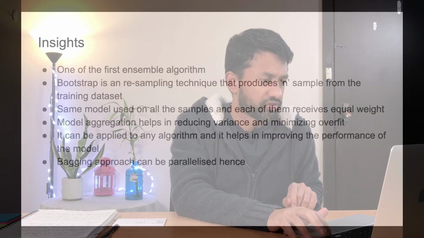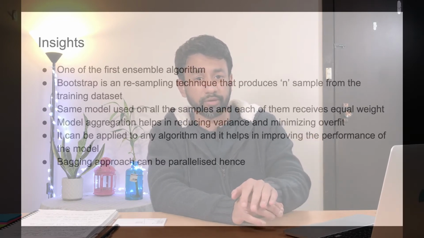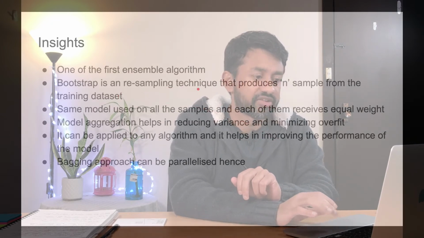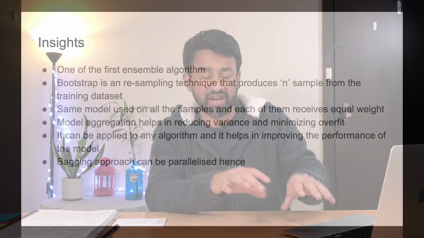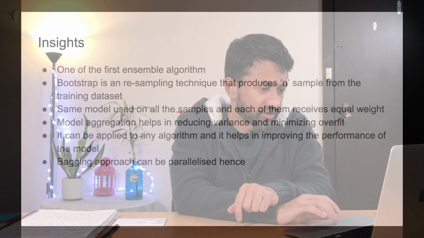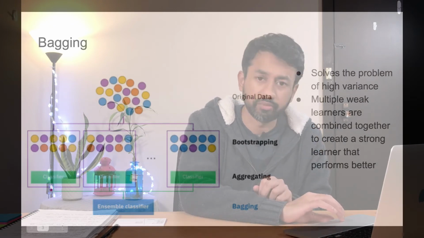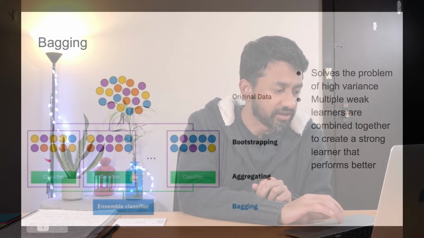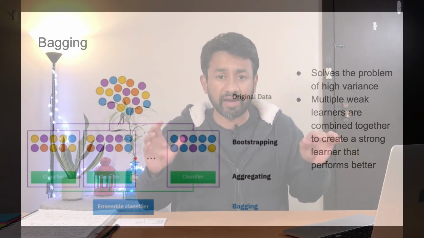So here, what are some of the insights? Bagging is one of the first successful ensemble models that was widely used. Bootstrap is a resampling technique which produces n different samples from the training data set. The next point is that the same model is used on all the samples. As you see in this picture, the same model is used on all these different samples, and the weightage for each of those models is consistent. In case of a bagging approach, each of these models has the same weight.